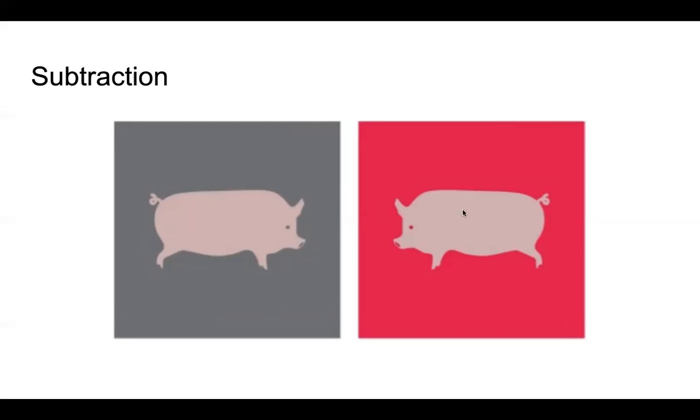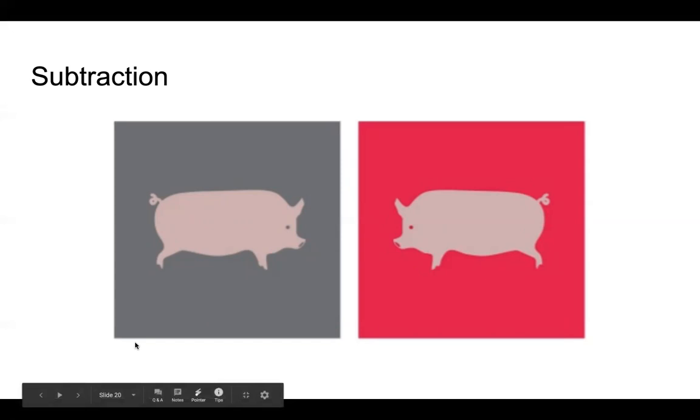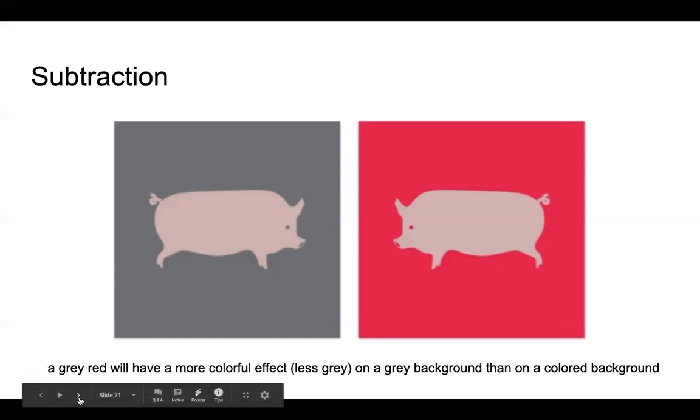So if you look at the pigs, you can see one is definitely more saturated than the other. And you can see that that's the case here, right? It's more saturated because it's against a desaturated background, and vice versa. So that's why things really seem to pop against gray.